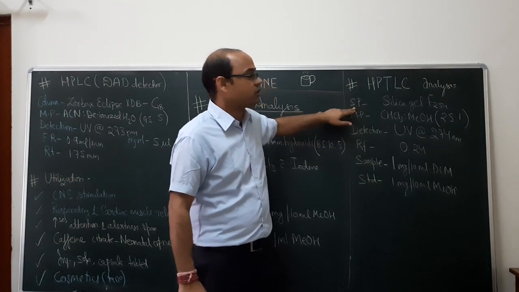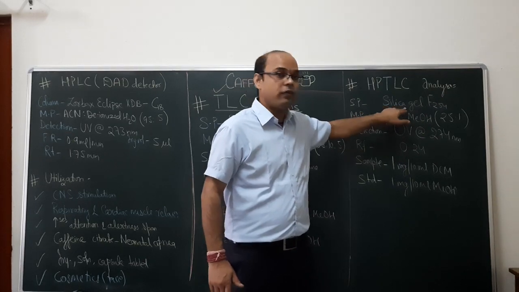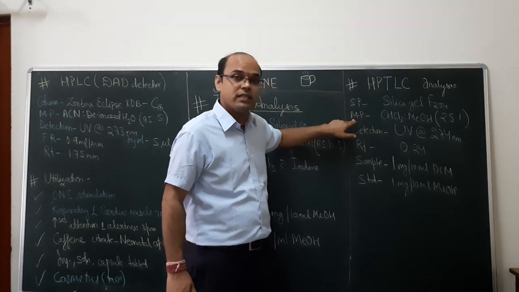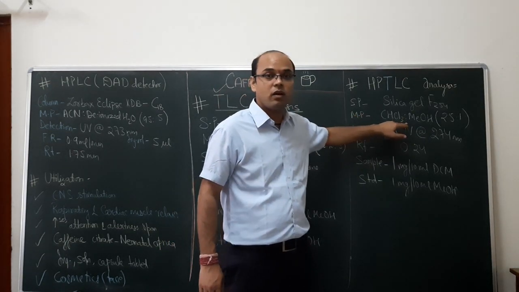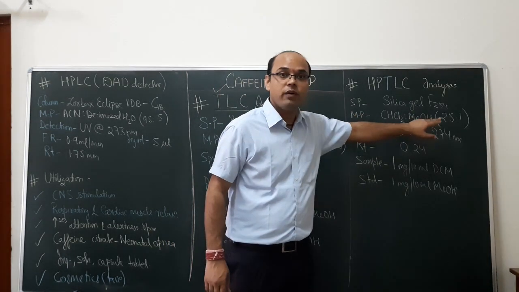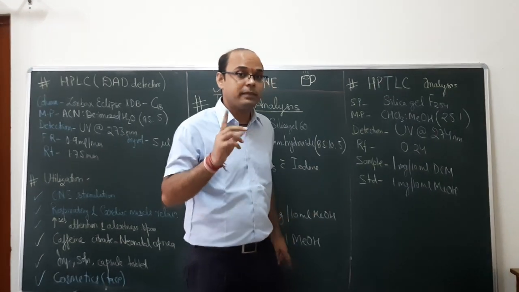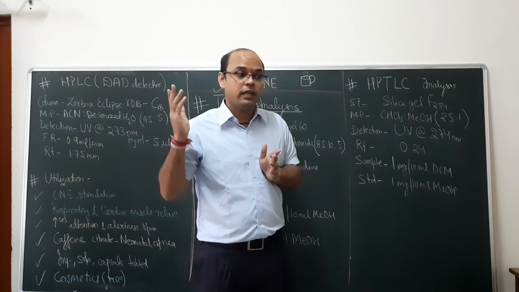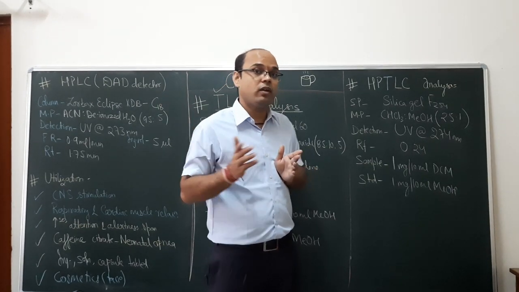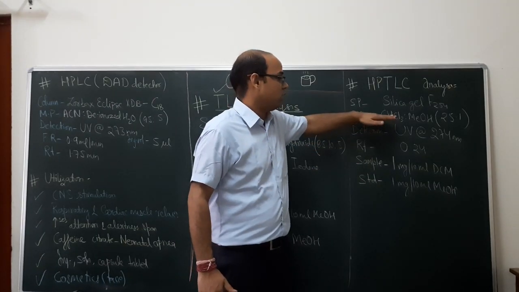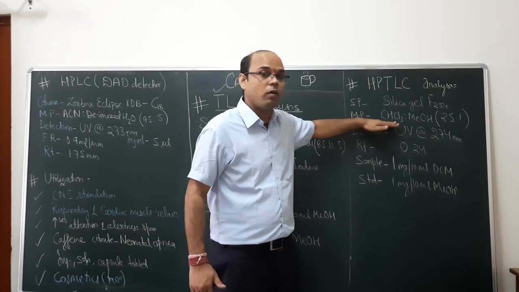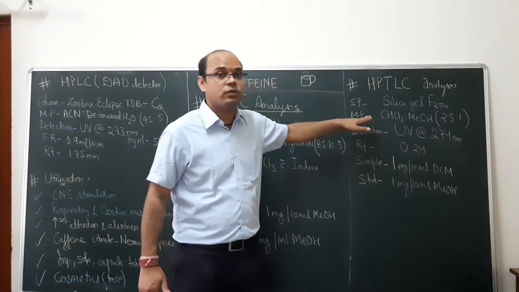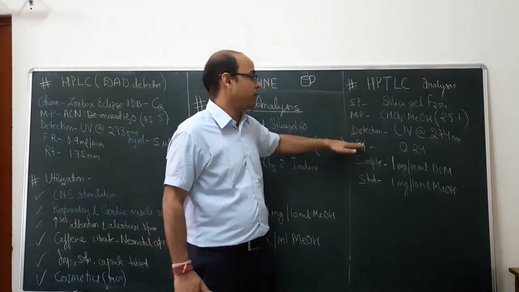Here we have used stationary phase silica gel F254. Mobile phase here we have used is chloroform and methanol in a combination of 25:1, and please remember that we have isolated the caffeine in chloroform extract. So here also we can use the mobile phase chloroform and methanol in the ratio of 25:1, and this is due to the solubility of caffeine in chloroform.